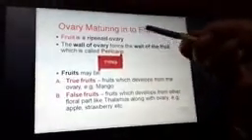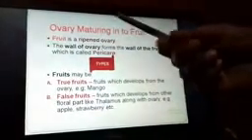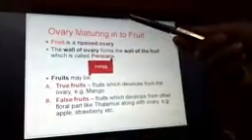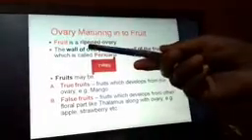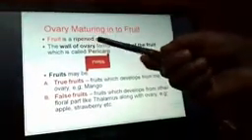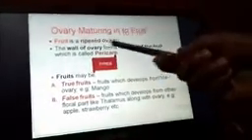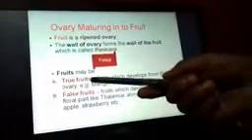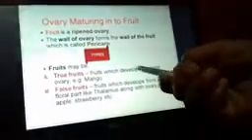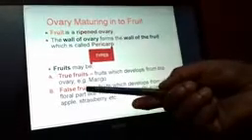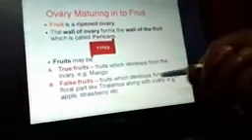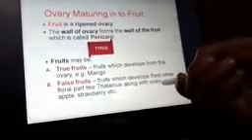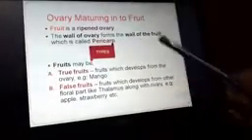Now the ovary maturing into fruit. This is the last post-fertilization event which takes place here. Fruit is a ripened ovary. The wall of the ovary forms the wall of the fruit, which is called pericarp. Now types. Fruits may be true fruits, fruits which develop from the ovary, like the mango. False fruits, fruits which develop from other floral parts, like thalamus, along with ovary, like the apple, strawberry.